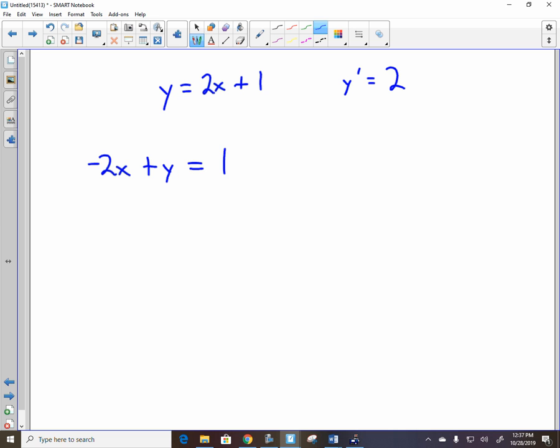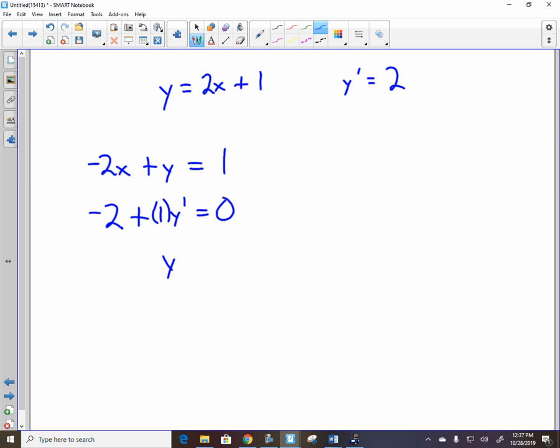What's the derivative of negative 2x? Negative 2 plus, what's the derivative of y? It is, but look, you end up with a y prime, don't you? It's actually 1y prime, okay, is equal to, and what's the derivative of 1?